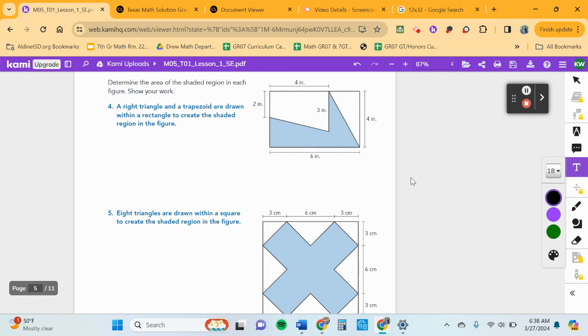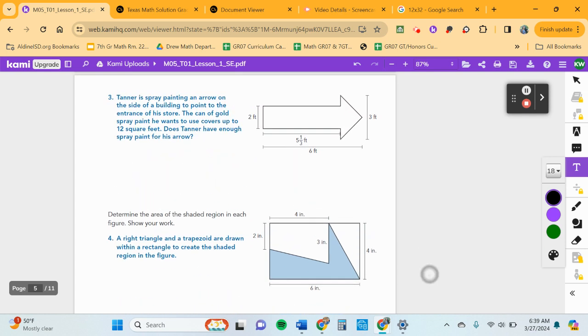So again, you can do it 2 ways. You can find the total area of that shape and subtract, or you can simply just find the area of those shaded shapes by decomposing and then adding it together. All right, I'm going to leave that decision up to you.